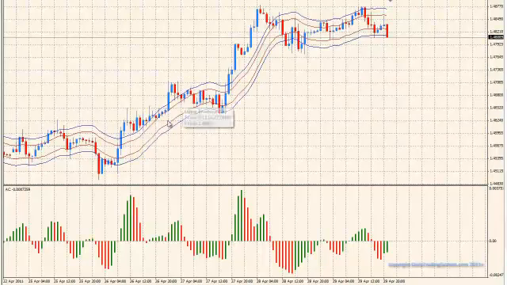Alright, that's one way of going about it. So that's for a buy trade. Let's take a look at a sell trade opportunity. Alright, we've got a candle right here, a red candle. That does not qualify because the close actually comes below that lower band.